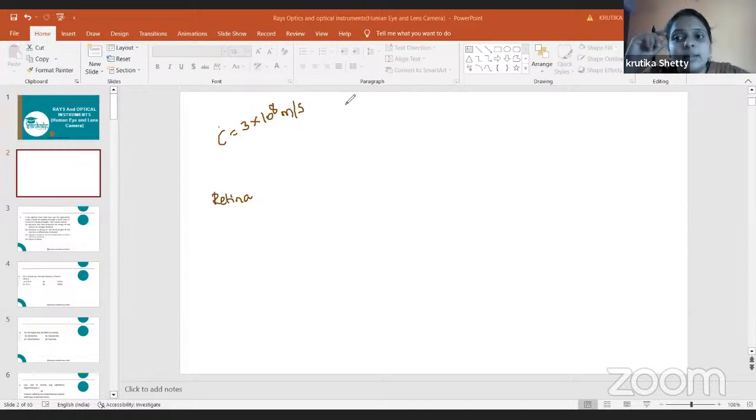We have the plane mirror. If plane mirrors are there, how many images are formed? That is given by the formula n is equal to 360 divided by theta. Here n is the number of images. Theta is the angle between the two plane mirrors.